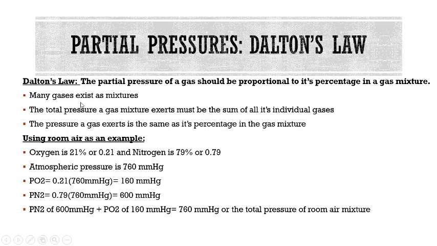So circling back, that shows you that the total pressure of a gas should be proportional to its percentage in a gas mixture. So it's proportional to its percentage, the percentage being 21, the percentage being 79. This is the portion of that total pressure that oxygen makes up. This is the percentage of the total pressure that the nitrogen makes up.